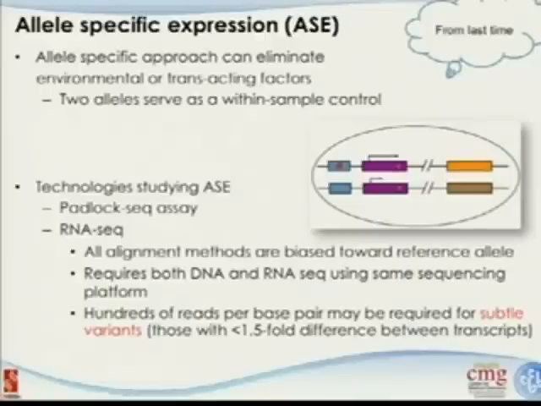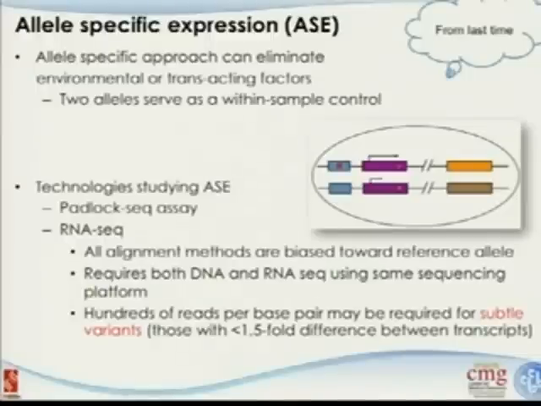So these are the potential limitations. All alignment algorithms are biased towards the reference allele. So when you want to see the differences between two different alleles, sometimes that can create additional bias. Also, this approach requires sequencing both the DNA and the RNA, and sometimes it's too resource consuming. Most groups don't have the resources to do this. And it also requires very deep sequencing.